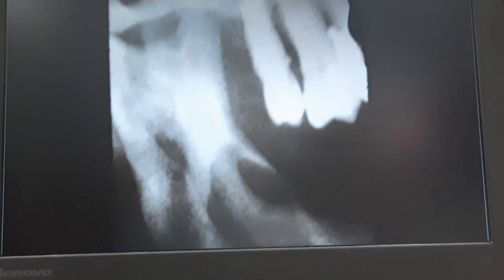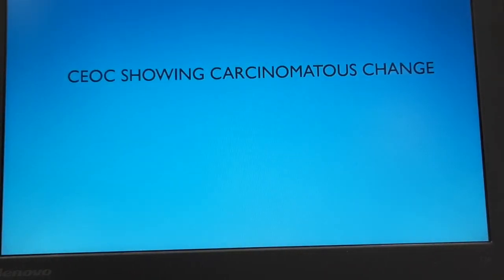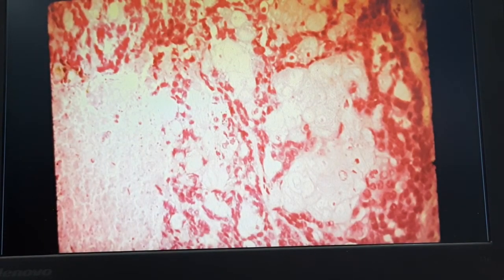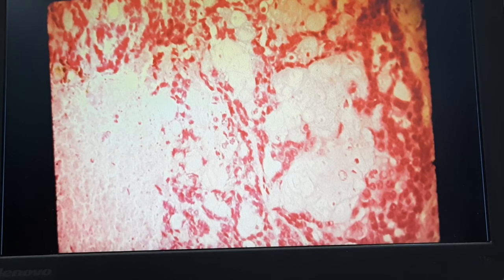Another lesion which you can see here, in a radiograph, shows a lesion in the premolar and molar area. The CEOC showing carcinomatous changes. Now here you can see the CEOC, which is supposed to be a normal lesion, has of course become more malignant, and you can see the darkly stained pycnotic nucleus and the presence of mitotic figures, characteristic of carcinomatous changes.